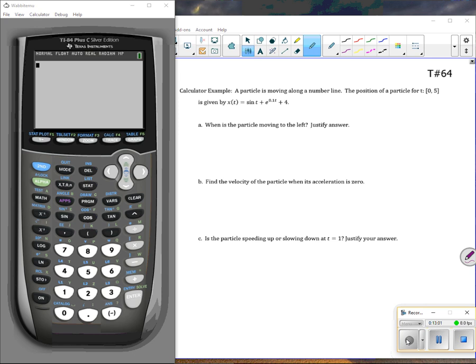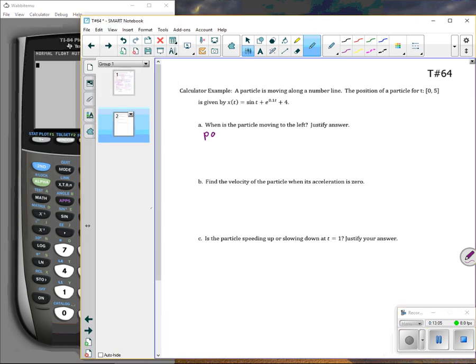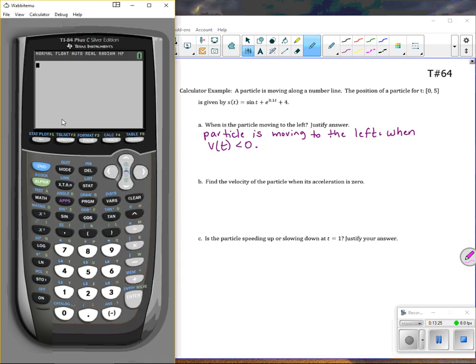So again, I tend to write my justification first. The particle is moving to the left when velocity is less than 0. So I want to find when the velocity is less than 0.